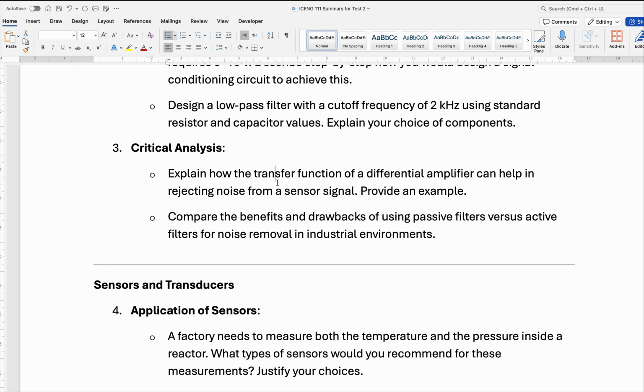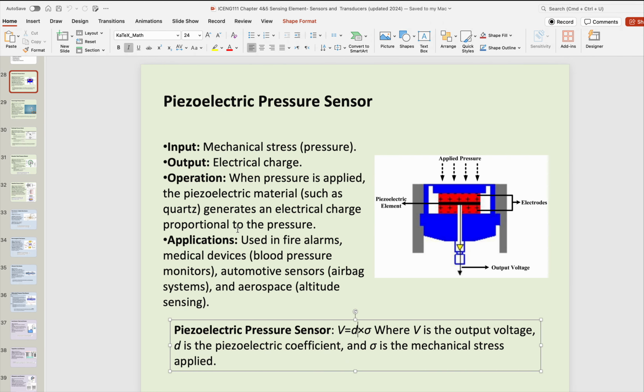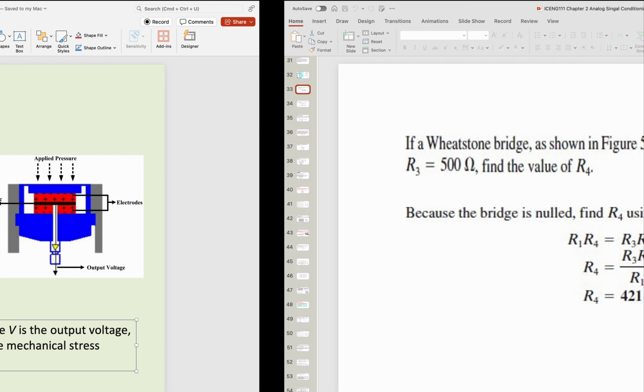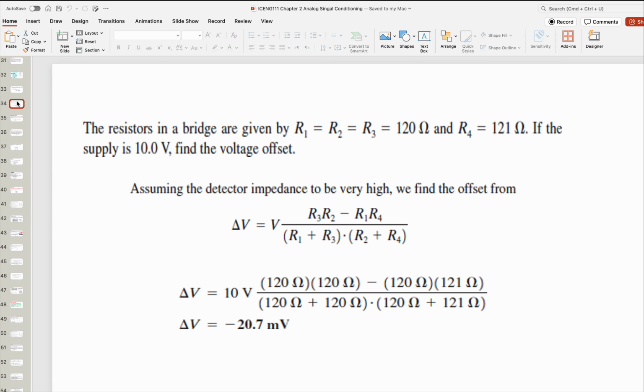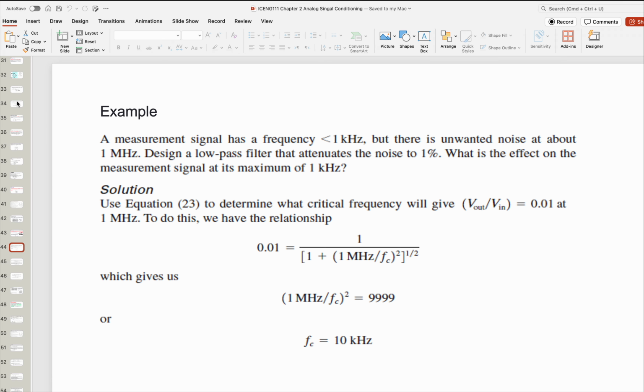I hope that was somehow clear to how we are trying to design a circuit. Okay, critical analysis again. Explain how a transfer function of a differential amplifier can help in rejecting noise. Now the amplifier usually works on doing some kind of an equation or an amplification. But how does that help in removing a noise?